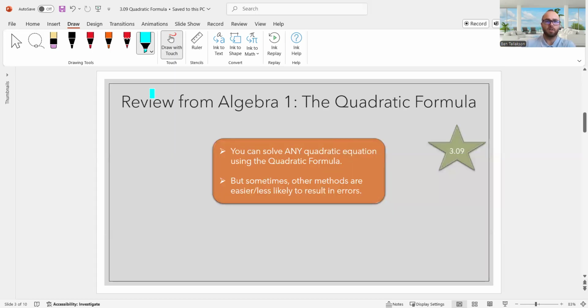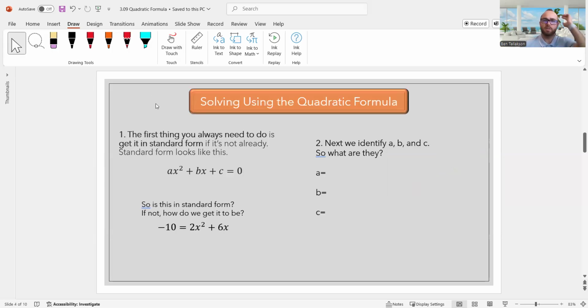Let's get it started. This is a review from Algebra 1 because you're no stranger to the quadratic formula, but this is a reminder that you can solve any quadratic equation using the quadratic formula. That's the reason many people prefer this method, but you have to be very careful because there's a lot going on, okay? So let's go through the steps very carefully of solving using the quadratic formula.